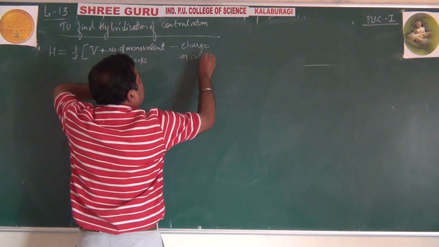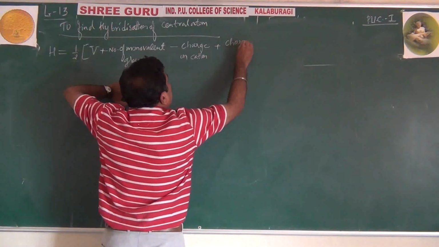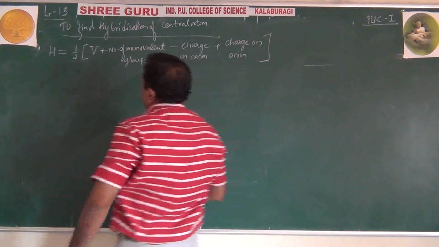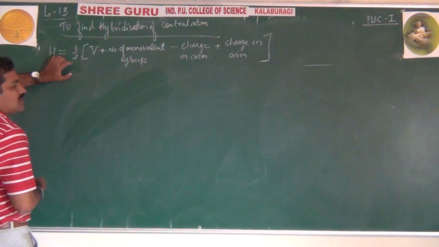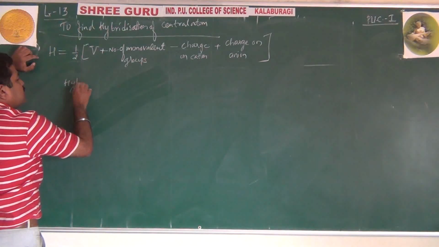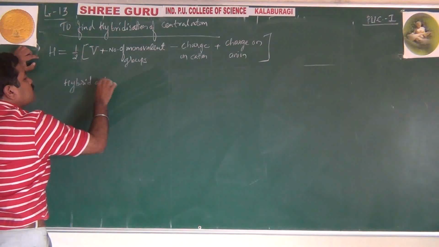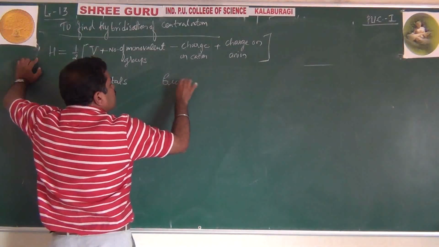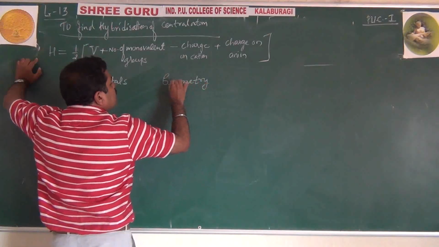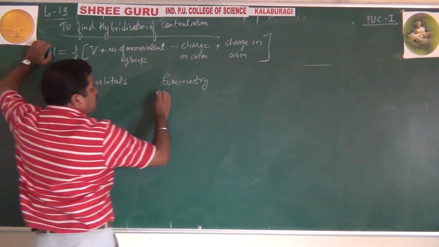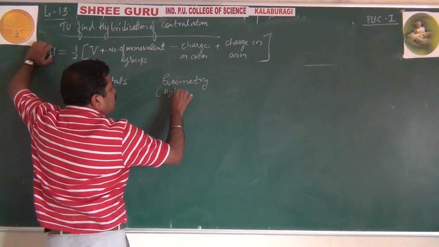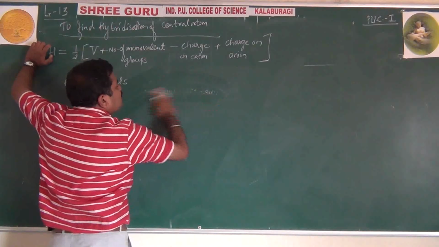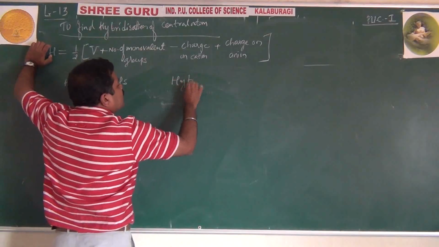Charge on cation plus charge on anion. This is the shortcut formula. To find the number of hybrid orbitals, H means hybrid orbitals. Okay, and geometry, they are fixed. Remember, hybridization and geometry.